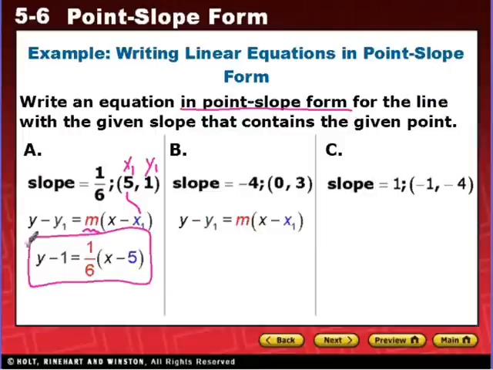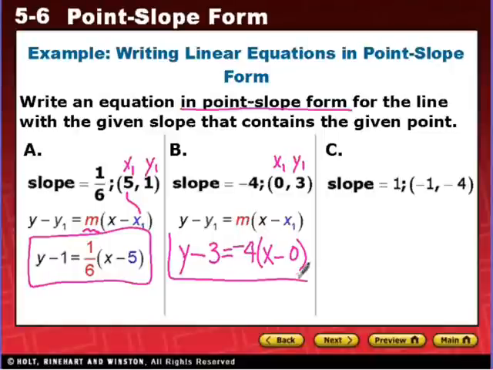Let's try B. Okay, so we have y minus y1 is 3. Equals m, which is -4, times x minus 0. And you can leave it like that. You don't even have to multiply it out. Just leave it all like that. I know it seems unfinished. It's okay. I promise. I won't mark you down.